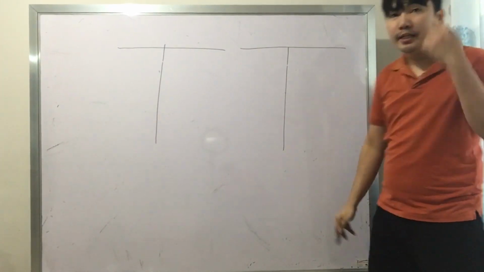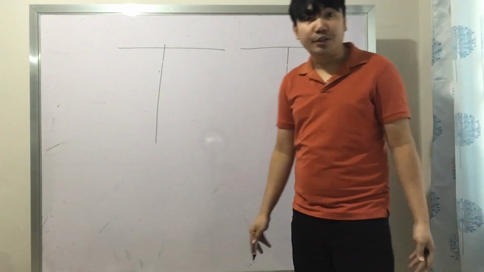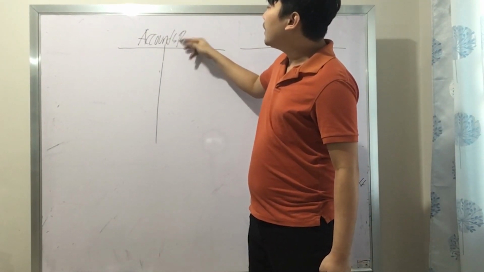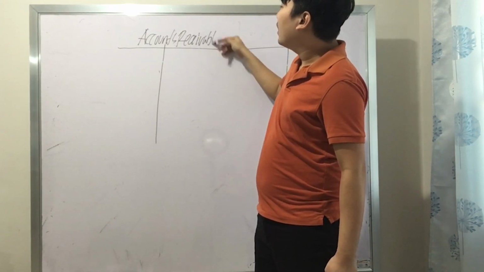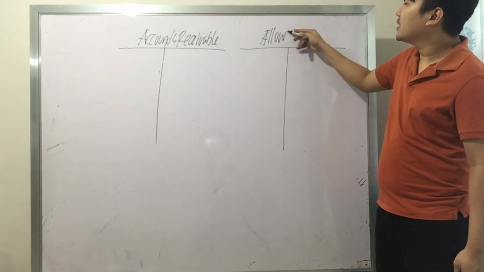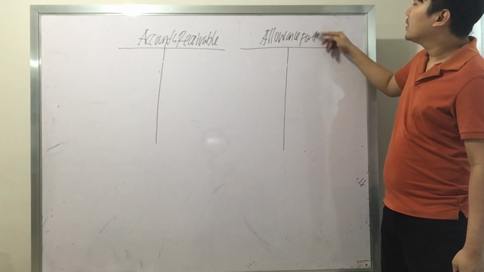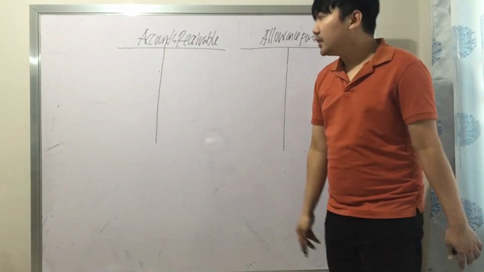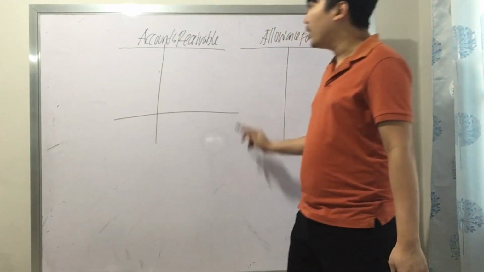Dalawang accounts, no? In dealing with AR transactions. Ano yan? So, let's have the accounts receivable class of the account and the allowance for bad debts the account. Okay? So, ano yan, class? So, halimbawa, dito sa accounts receivable class, no?